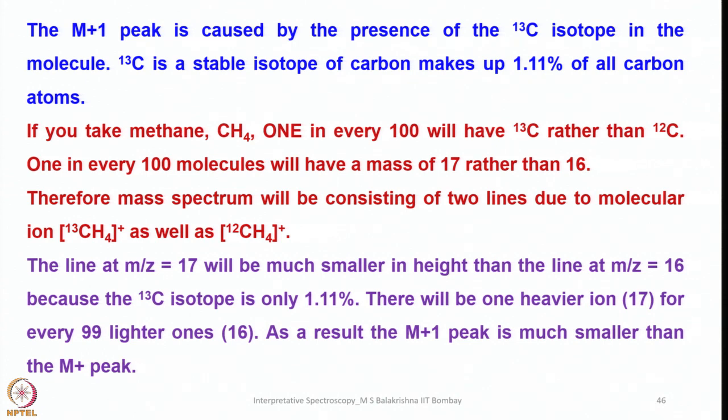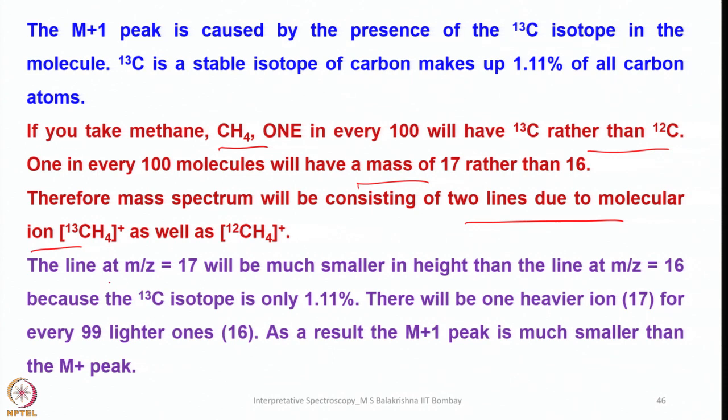That means basically if we have 100 molecules, out of 100 molecules, one molecule will have 13C, whereas the others will have 12C. Or if we have 100 atoms, out of 100 atoms, 99 atoms are 12C and one atom is 13C. If you take methane, CH4, one in every 100 will have 13C rather than 12C. So one in every 100 molecules will have a mass of 17 rather than 16. Therefore, the mass spectrum will consist of two lines due to the molecular ions 13CH4+ as well as 12CH4+.